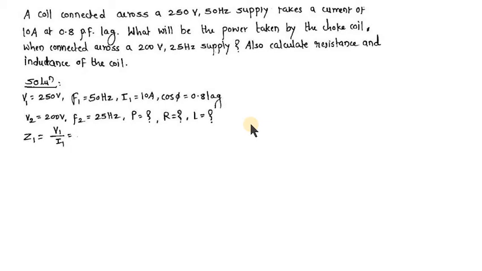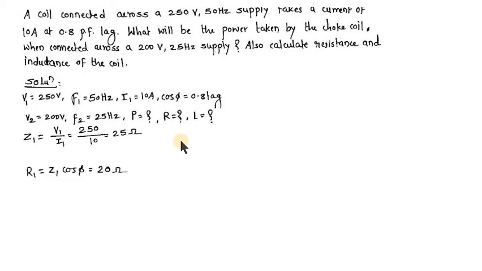Firstly, we will find out the impedance of the coil connected across the 250 volt 50 Hz supply. What I get is 25 ohm. And how did I do it? Z1 is equal to V1 by I1. 250 volt was the supply, 10 ampere was the current flowing. So the impedance of the coil during the experiment must be 25 ohm.